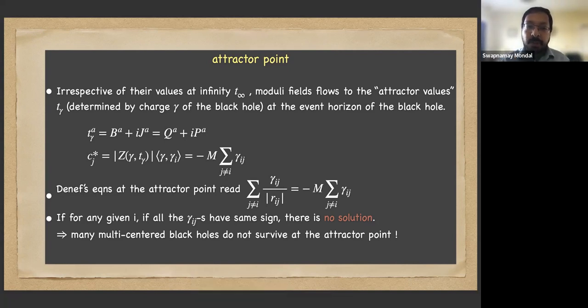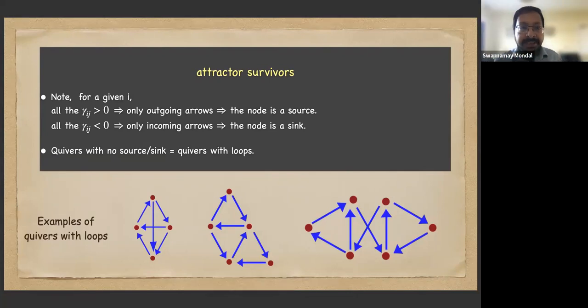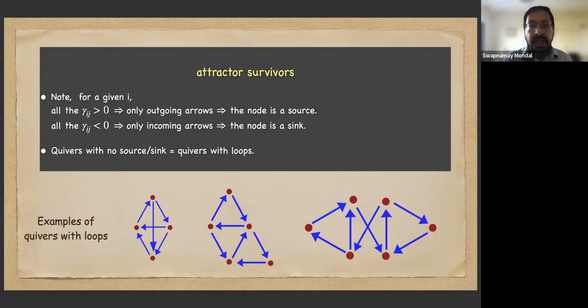So we see that at the attractor point, a great many multi-centered black holes cease to exist, which is very good, because if we just want to specify the total charge and ask questions, then this simplifies the problem. So the question comes, who survives at the attractor point? If all the gamma_ij's are positive, that means you have outgoing arrows. It's a convention; we draw the diagrams like that. If all the gamma_ij's are negative, then all the arrows are incoming. So the rule of thumb is that your diagram must not have a source or a sink.